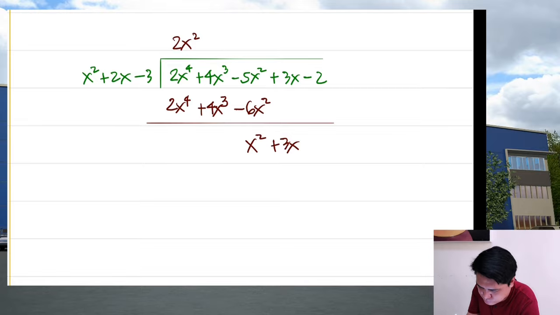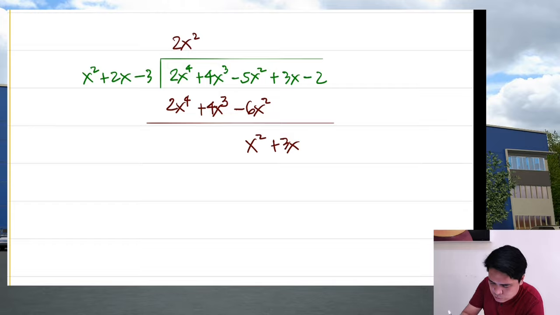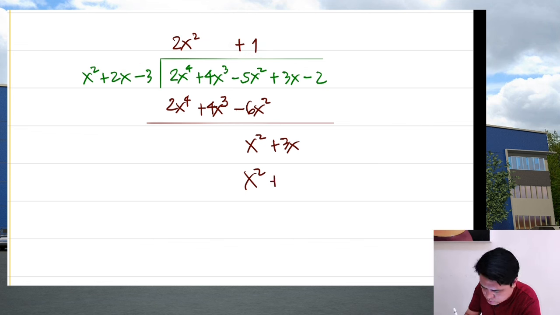Mamaya na lang. So, ito lang muna. X squared divided by x squared is just 1. So, plus, dito tayong place value, plus 1. Then 1 times this is just x squared. Then 1 times this is just 2x. And ito pa, 1 times this is just negative 3.